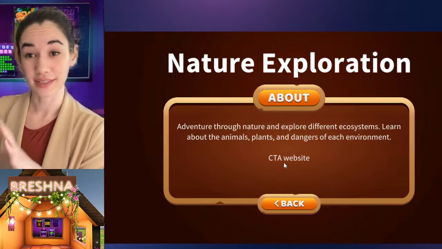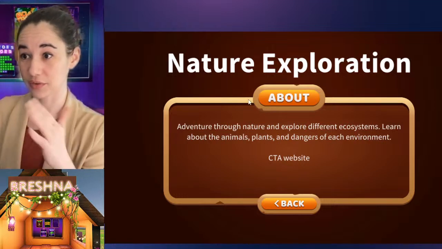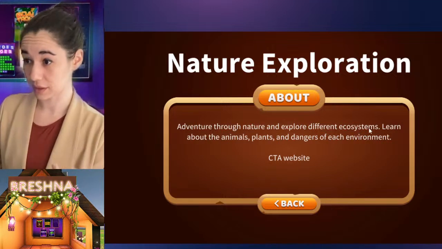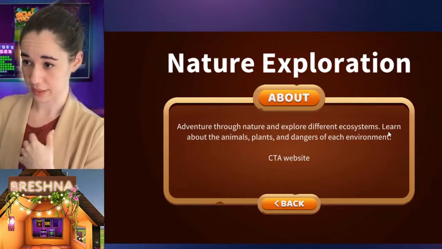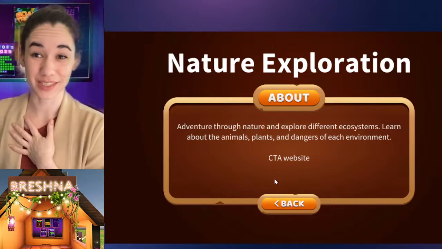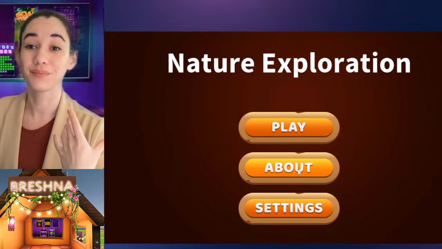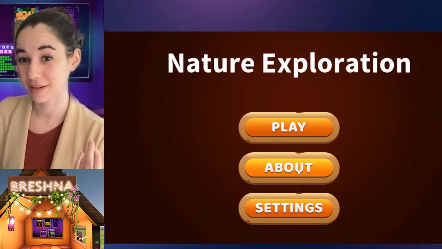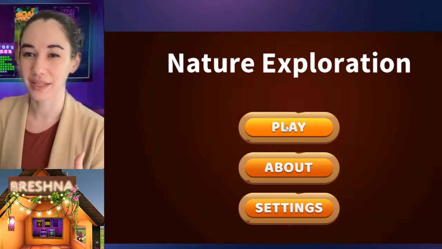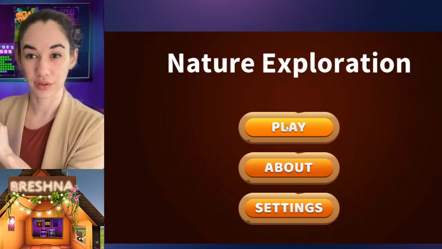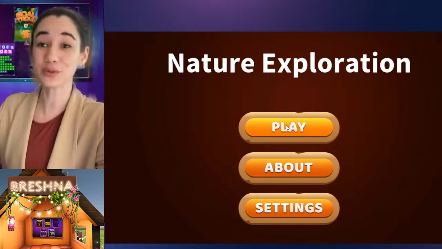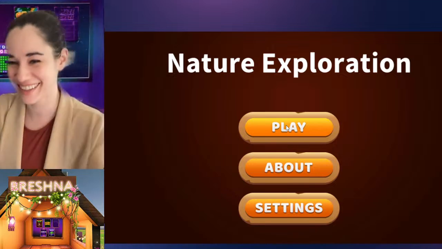So our about, this is that description that we did under our title. Adventure through nature and explore different ecosystems. Learn about animals, plants, and dangers of each environment. Now, the dangers we didn't really do. You could do something too, like dehydration for a desert, or the bends, but we didn't use a diver. We used an octopus, so I don't know if that makes sense. But if you used a diver, maybe you could do all sorts of good options.